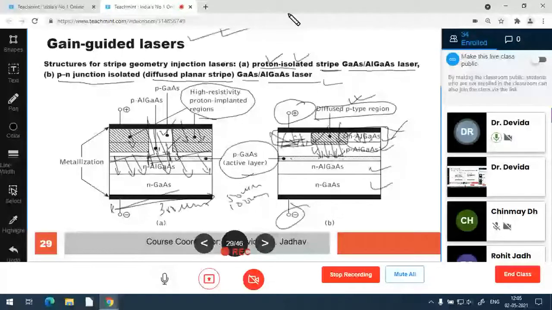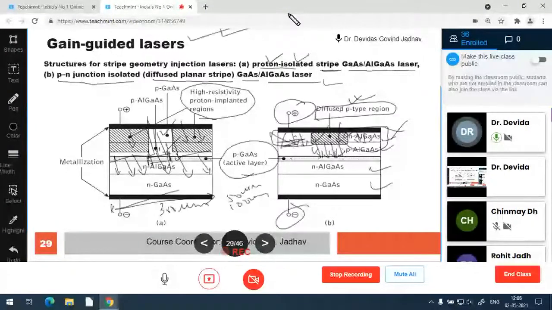So in these two structures, the electrical channel is created. In one, high resistivity protons are implanted and they do not conduct. So wherever the proton implantation is there, only through that channel conductivity is there. So already the thin active region will have horizontally also a very small electrical current flow area. That's why it becomes very thin in both directions, horizontal as well as vertical. So the pencil-like optical beam is created.